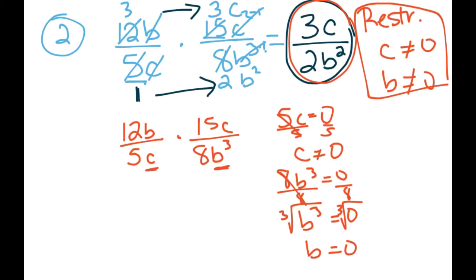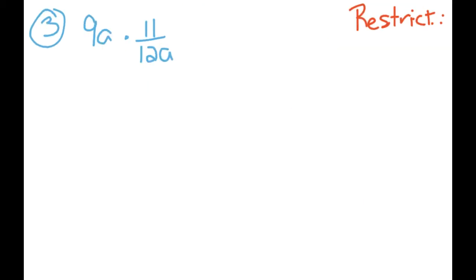All right, let's do another one. All right, here's a third example. We're going to find our restrictions first. Now, we've got 9a times 11 over 12a. The 9a is a whole number, but since we're multiplying fractions, it may be helpful anytime you have a whole number to go ahead and put it over 1 so that you don't get your numerators and denominators confused.